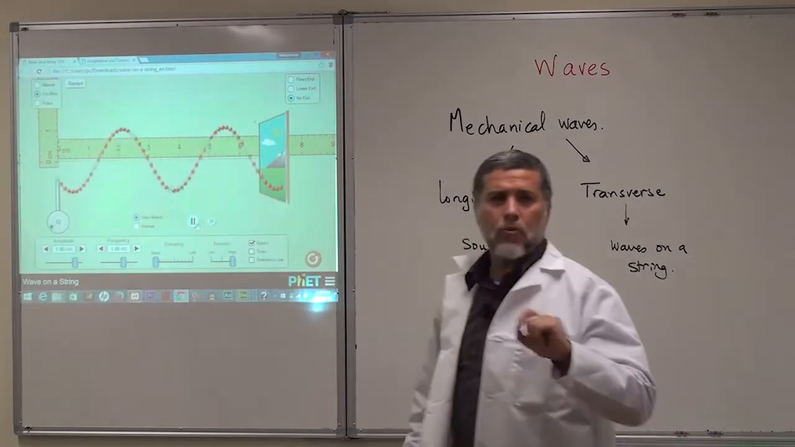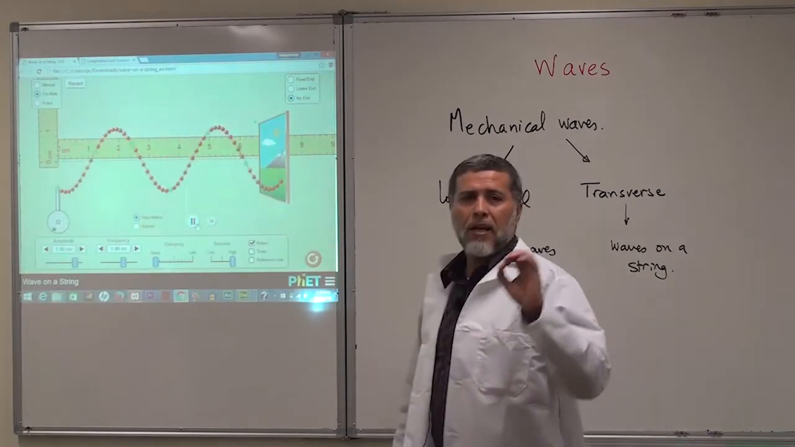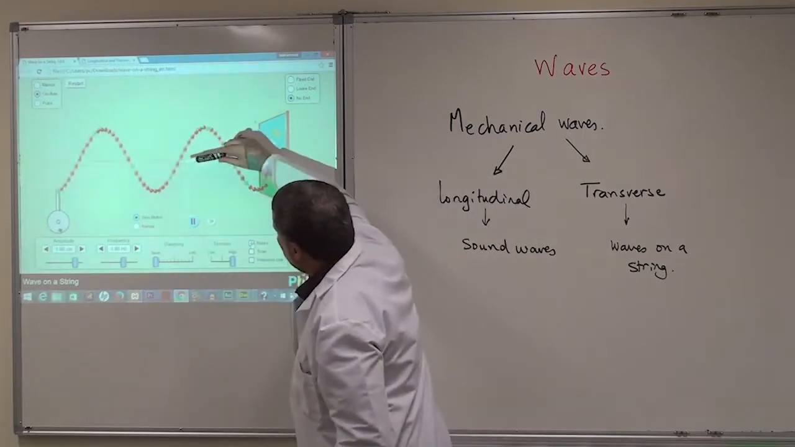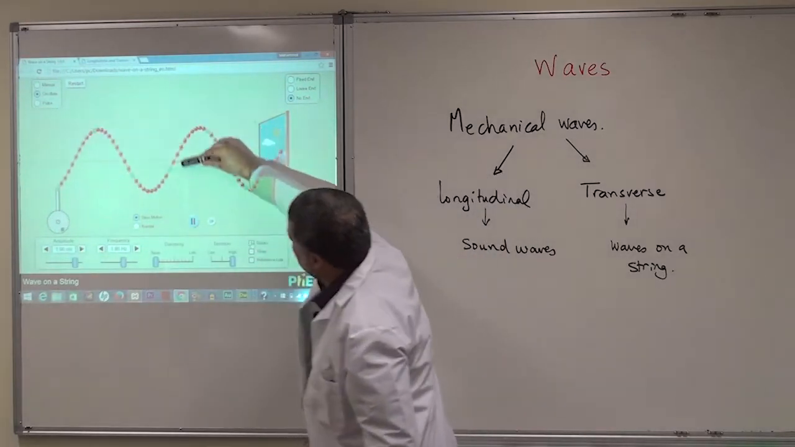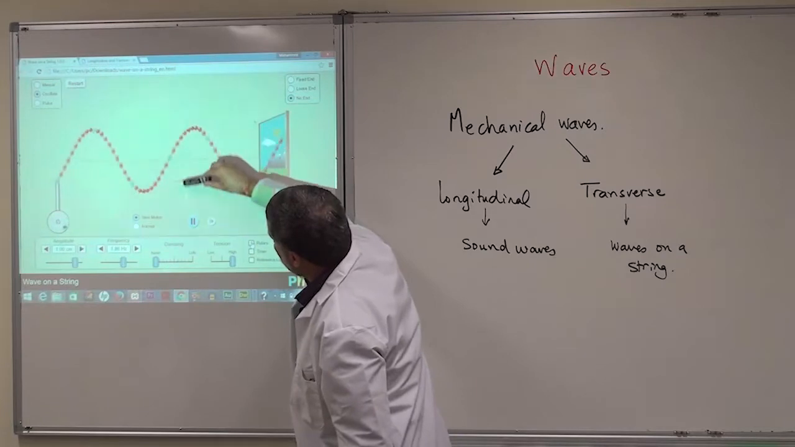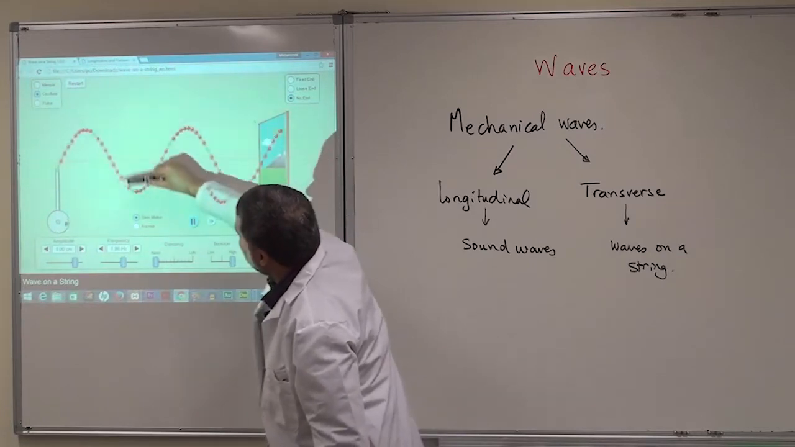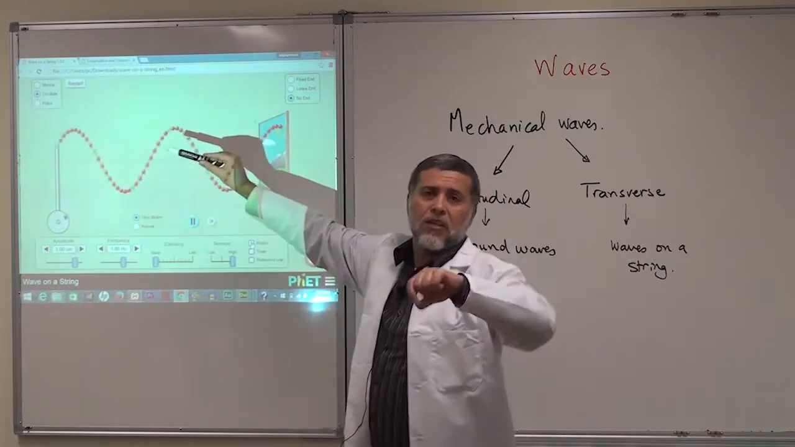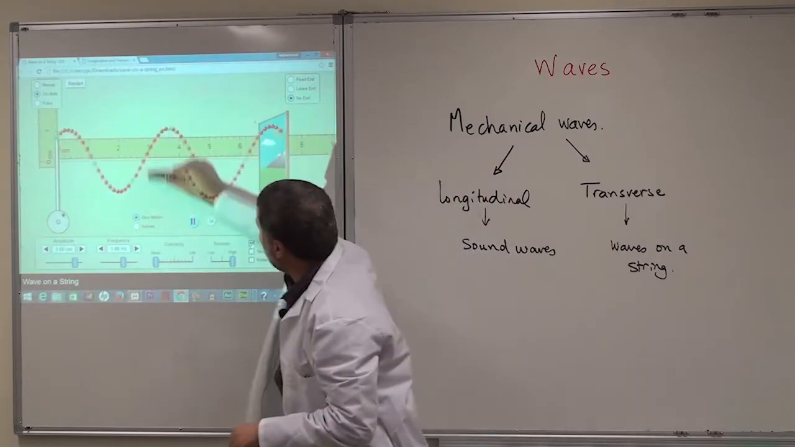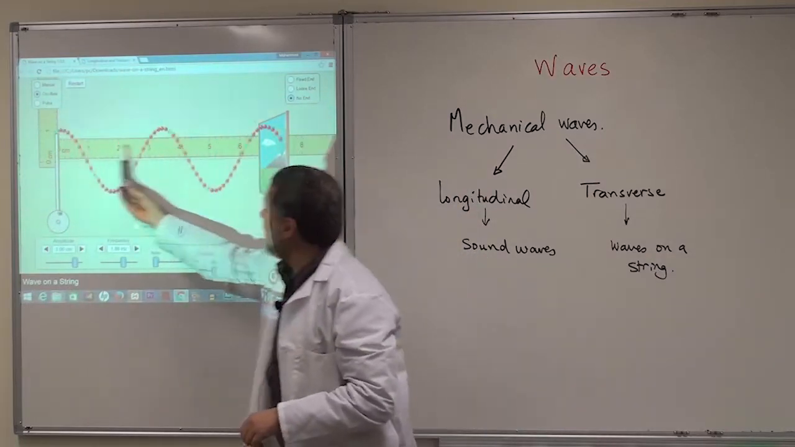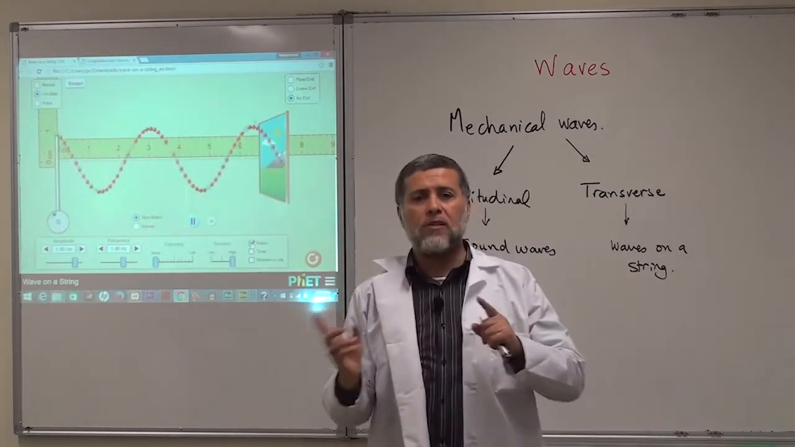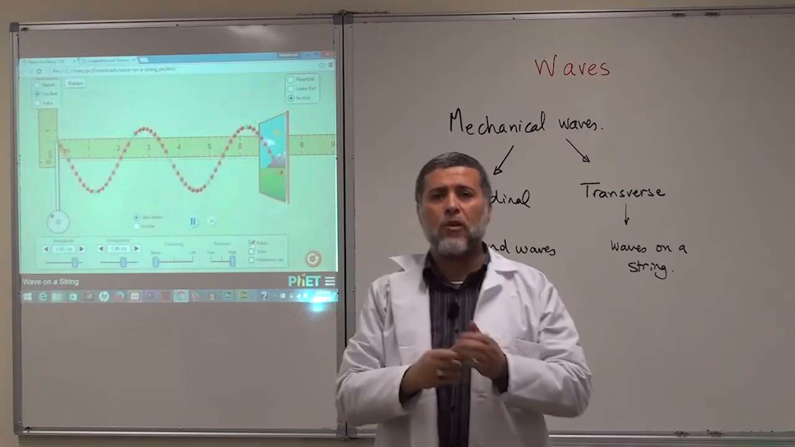The other motion that we have to take care of is the motion of the particles of the medium. As you can see, let's take this point here, the green point, is moving up and down. All these points here are moving up and down. The points that make the medium are moving up and down, and the wave is moving to the right. So what is the angle between the two motions? The two motions are perpendicular.